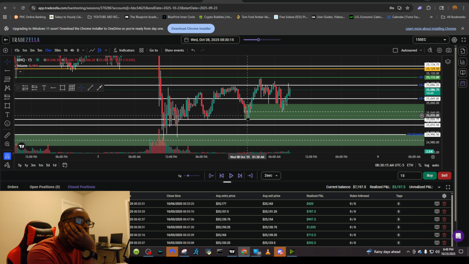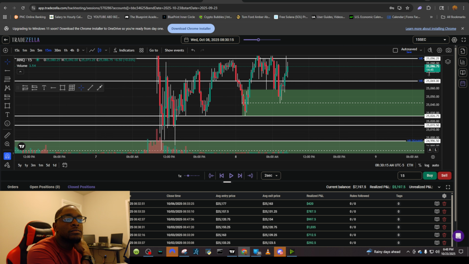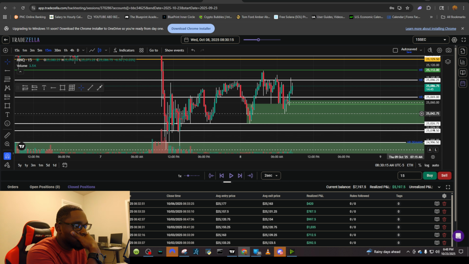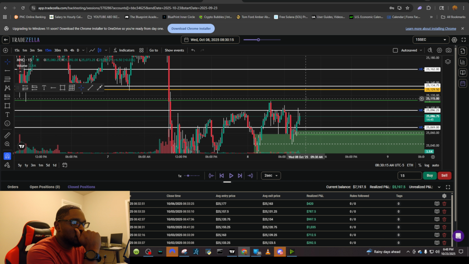Got some 15 demand zones. They got tapped right here. This demand zone got tapped right there, and it just made another demand zone right here. We got stacked zones, so that's saying we got buyers right here. So this looks like a good move up to go up here.